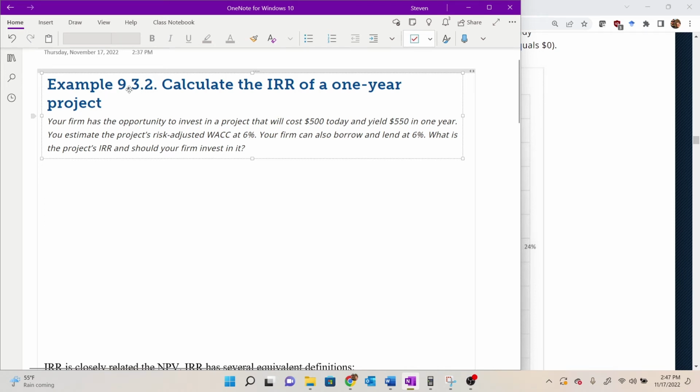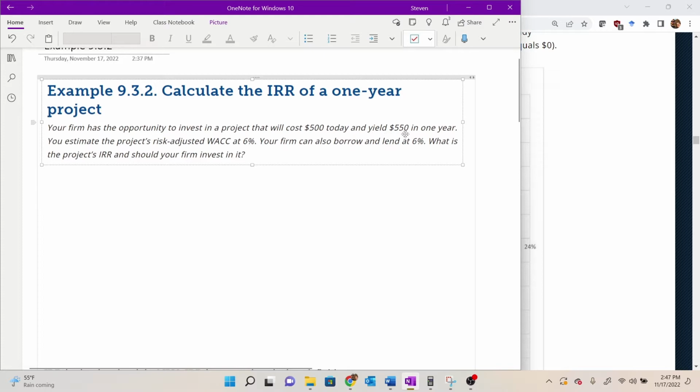Example 9.3.2. Calculate the IRR, or internal rate of return, of a one-year project. This setup is going to look familiar because it's the same setup from 9.3.1 where we calculated the NPV. It says your firm has the opportunity to invest in a project that will cost $500 today and yield $550 in 1 year.